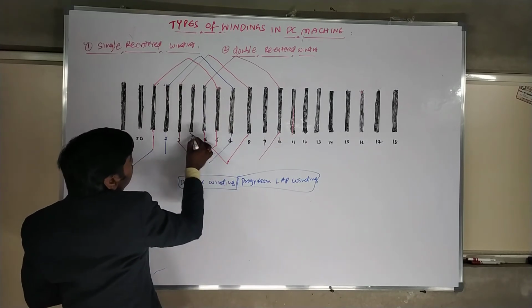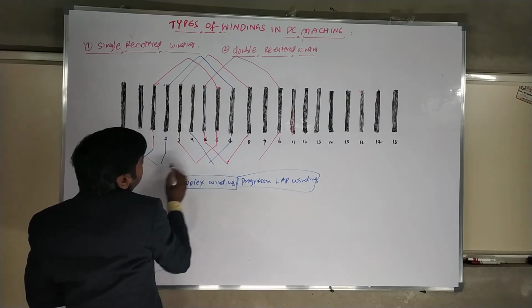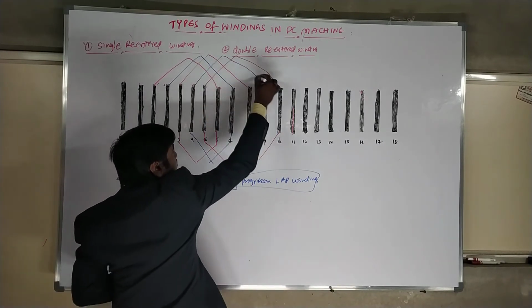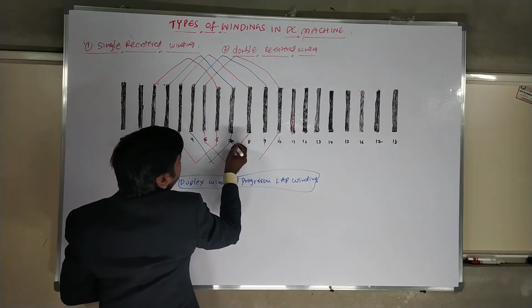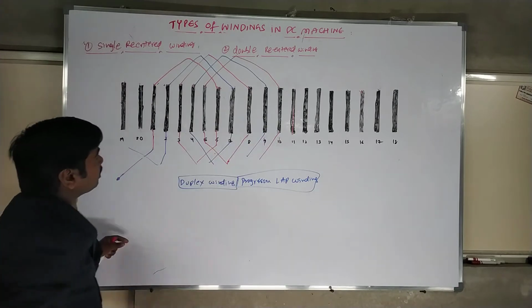The seventh one will come, then connect over the fourth one like this, ending from the back. It should go like this, and then the empty slots will come. It should be like this. It keeps on going, connecting over here.